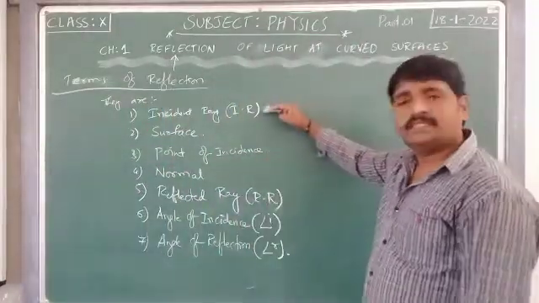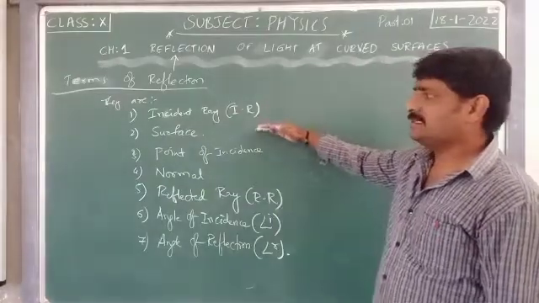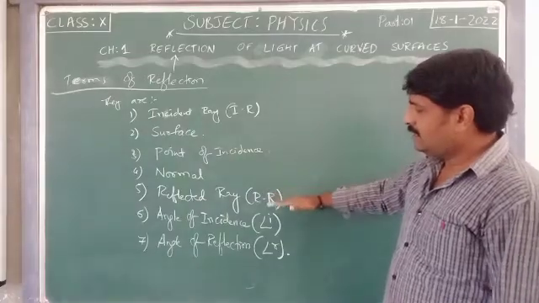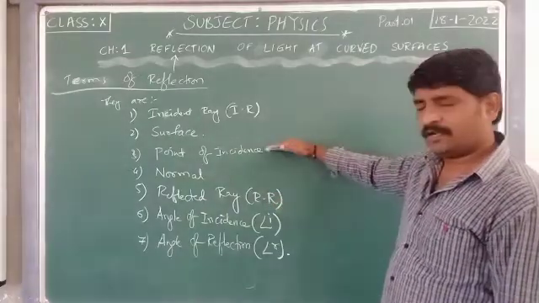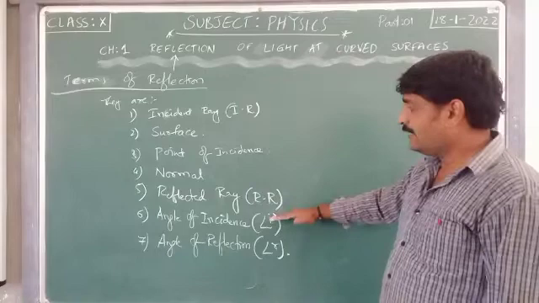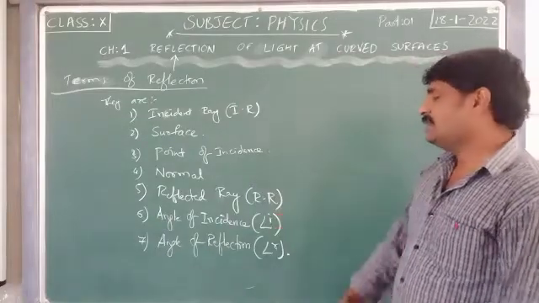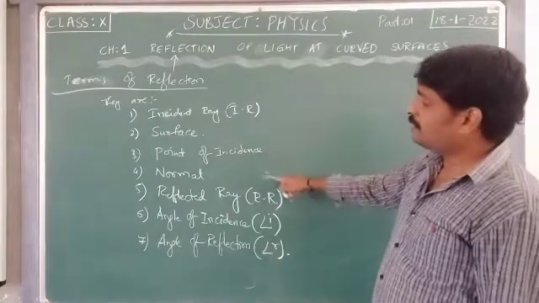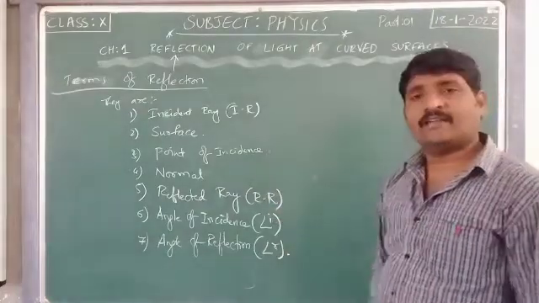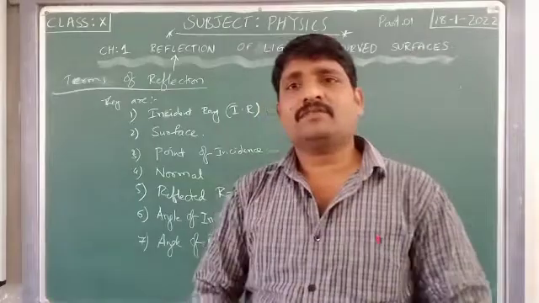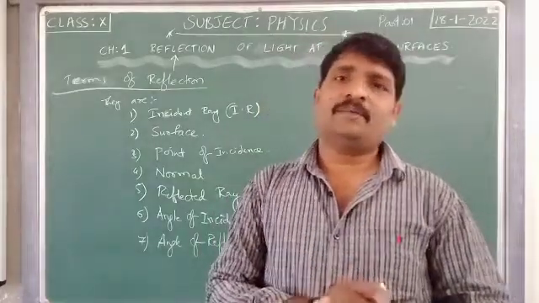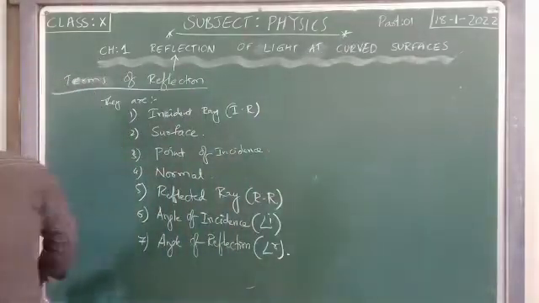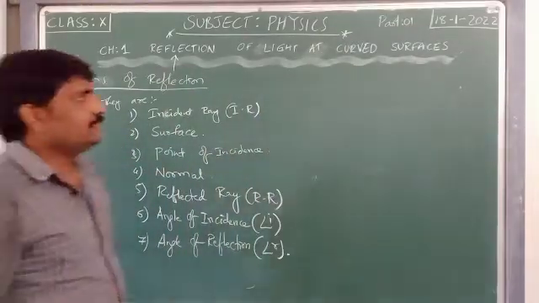There is incident ray, surface, point of incidence, normal, reflected ray, angle of incidence, and the angle of reflection. These are the 7 terms associated with the concept of reflection. So, what is the exact sense of the incident ray?